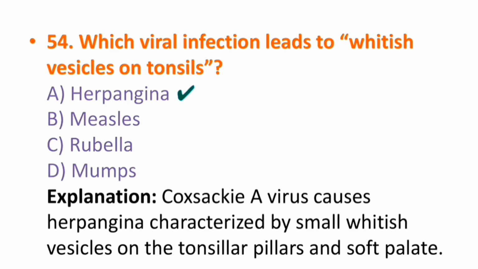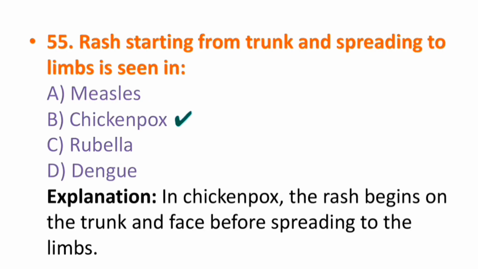Which viral infection leads to whitish vesicles on tonsils? Option A, herpangina. Option B, measles. Option C, rubella. Option D, mumps. Coxsackie A virus causes herpangina, characterized by small whitish vesicles on the tonsillar pillars.